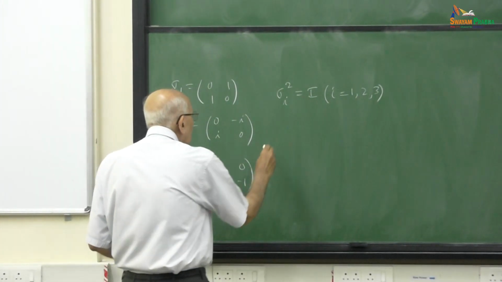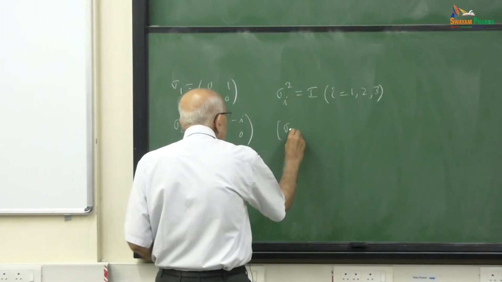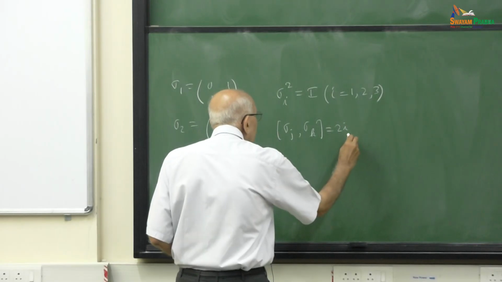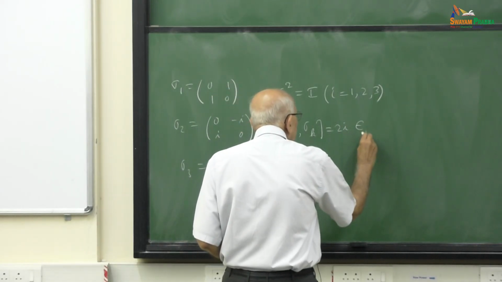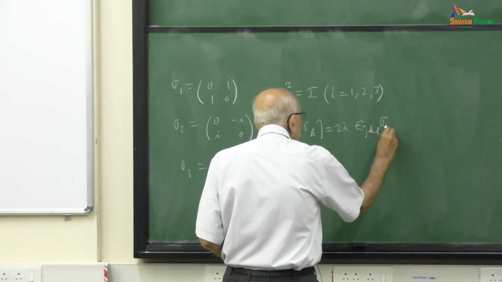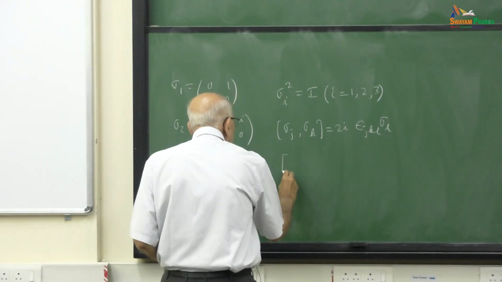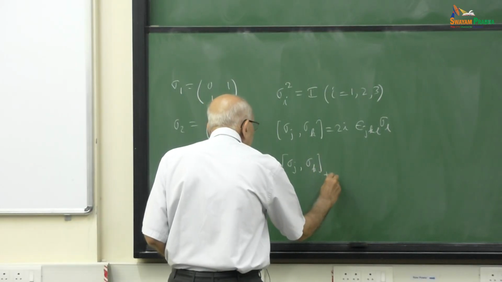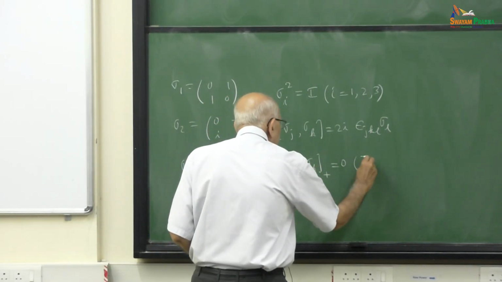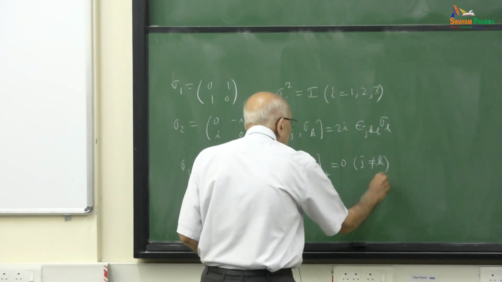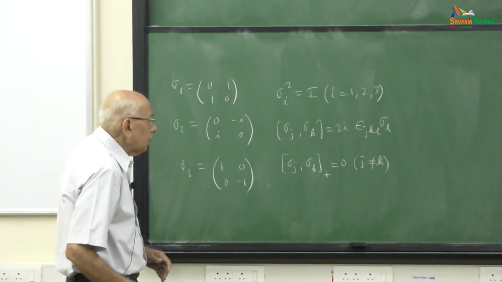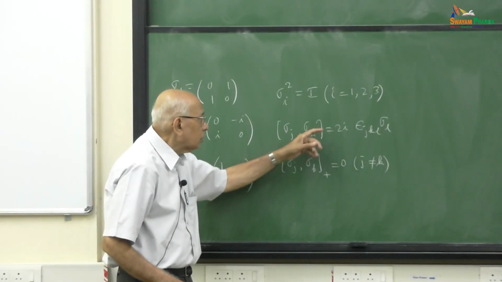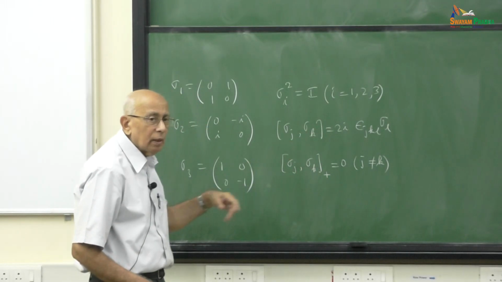And then we also had the commutation relation, the commutator of sigma j, sigma k is 2i epsilon jkl sigma l, and we had the anti-commutator of sigma j, sigma k equal to 0 for j not equal to k. They anti-commute with each other, and the commutator is given by this third one. Sigma 1, sigma 2 is 2i sigma 3, and so on in cyclic permutation.